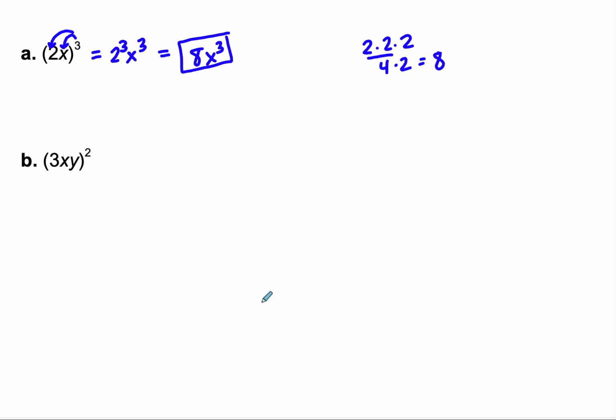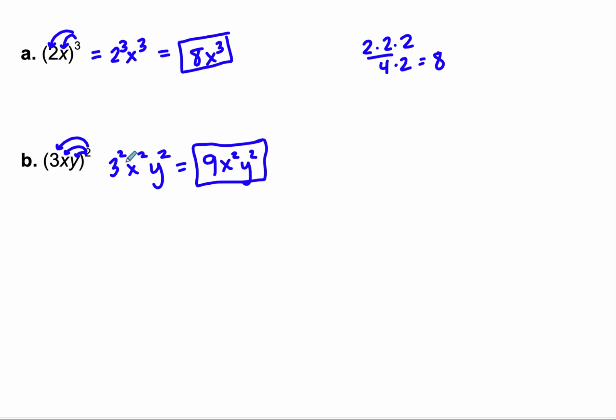Okay, let's try this next one. So I have 3xy squared. So I'm going to take that little 2, that exponent, and I'm going to put it on each one of my parts of the base there. I'm going to do 3 squared, x squared, y squared, and then I'm going to simplify that. 3 squared is 9, x squared, y squared.